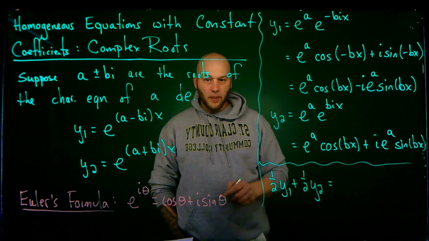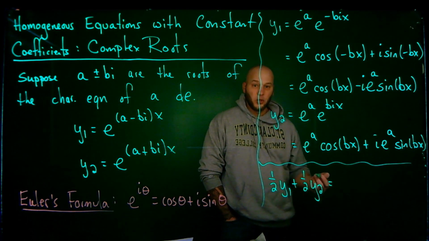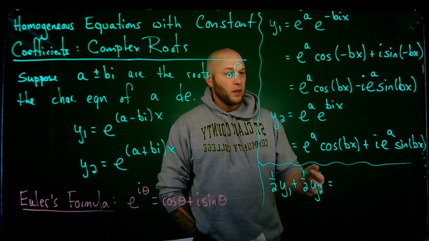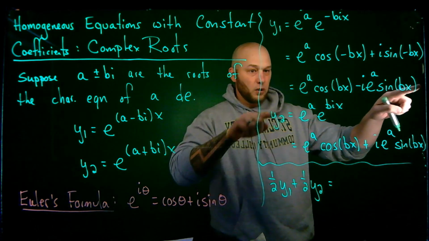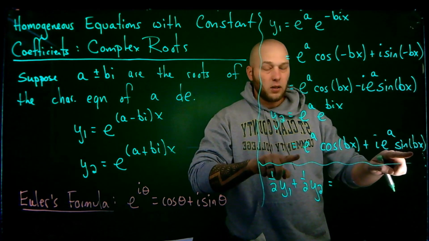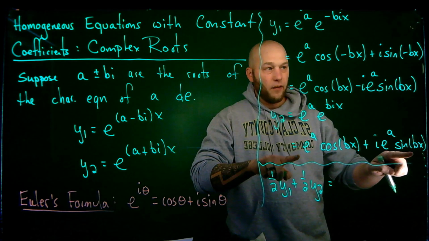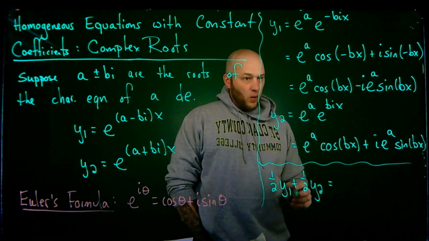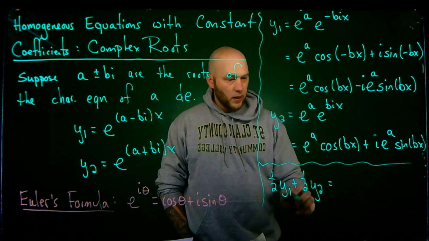This is a linear combination of two solutions of the homogeneous equation. Therefore, this is also a solution. What that's going to mean is I'm going to take this expression right here, multiply it by 1/2, and then add that to this expression where I multiply by 1/2. Let me see. I don't know if I have room to write all that out. Let's just go ahead and try to do it.